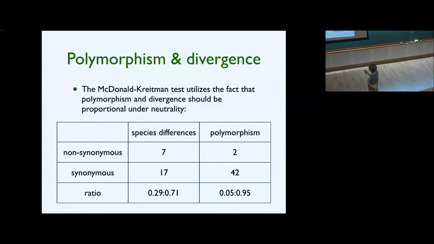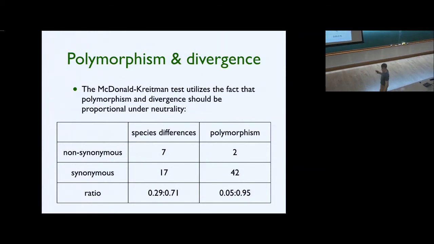compared to the polymorphism, what you expected to see here, this is an old textbook example, is that in the polymorphism data, overwhelmingly the polymorphisms are synonymous, whereas if you look at species differences, there are many more non-synonymous. The classical interpretation would be that some of these must have been favored by selection, right? Because under neutrality, they should be completely proportional, right? So here, 29% are non-synonymous. Here, it's only 5%, right? And they should be exactly the same.